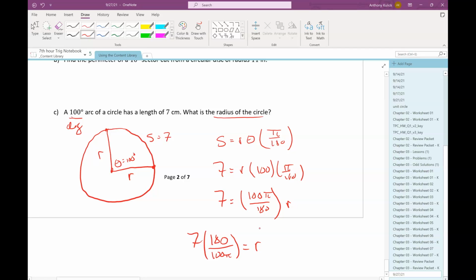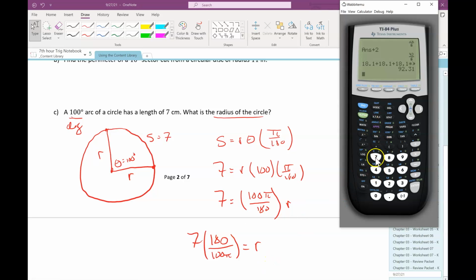Okay with that? And now it's just calculator time. So 7 times 180 divided by, and here I need to use a parenthesis because that pi needs to be in the denominator. If I don't put that parenthesis around there, it's going to divide by 180, get an answer, then multiply it by pi, which is not what I want.